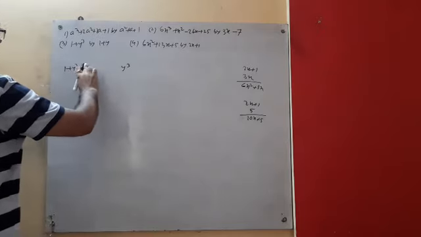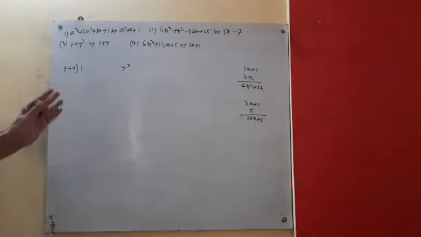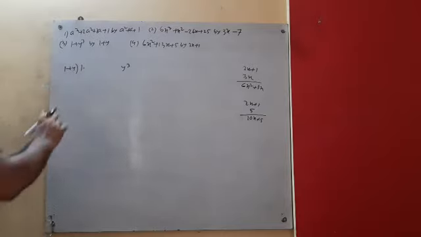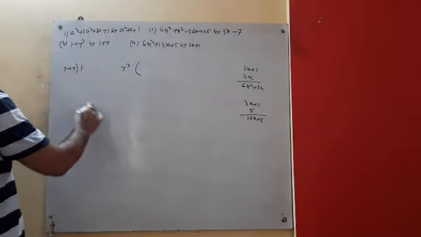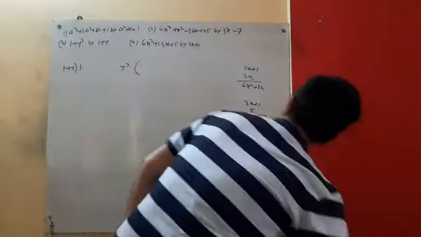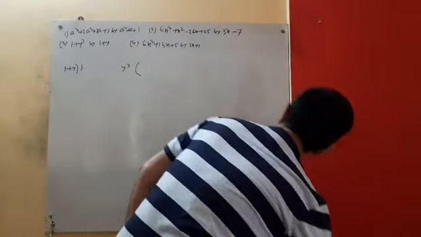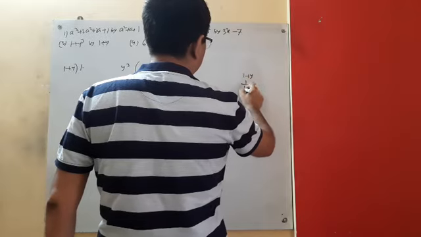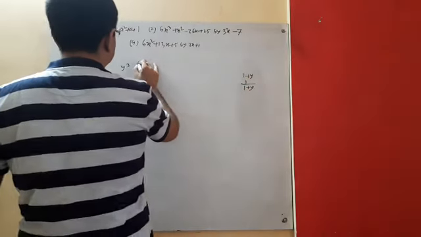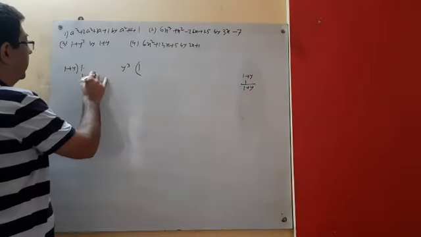You should write here y cube, because y square terms are not there. So it may come, that is why you keep a space. Now we have to take 1. If I multiply this by 1, what are we getting? 1 plus y. 1 plus y we are getting.